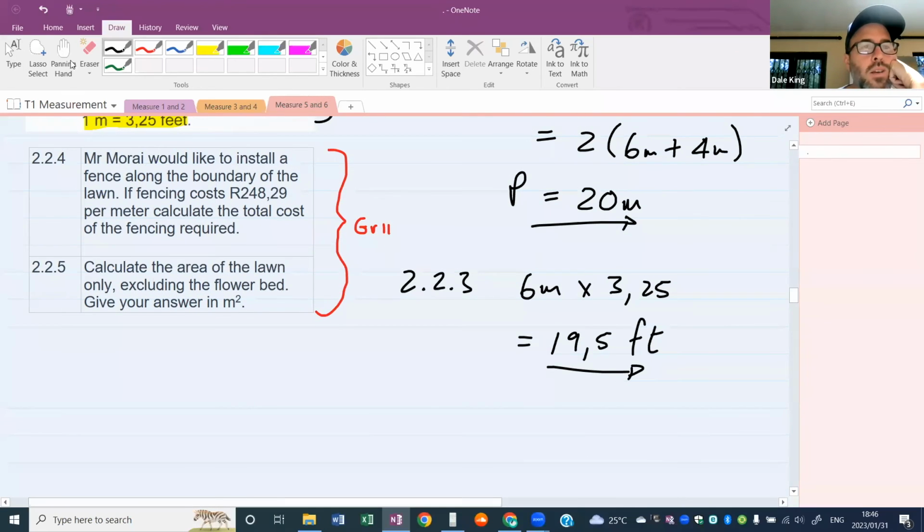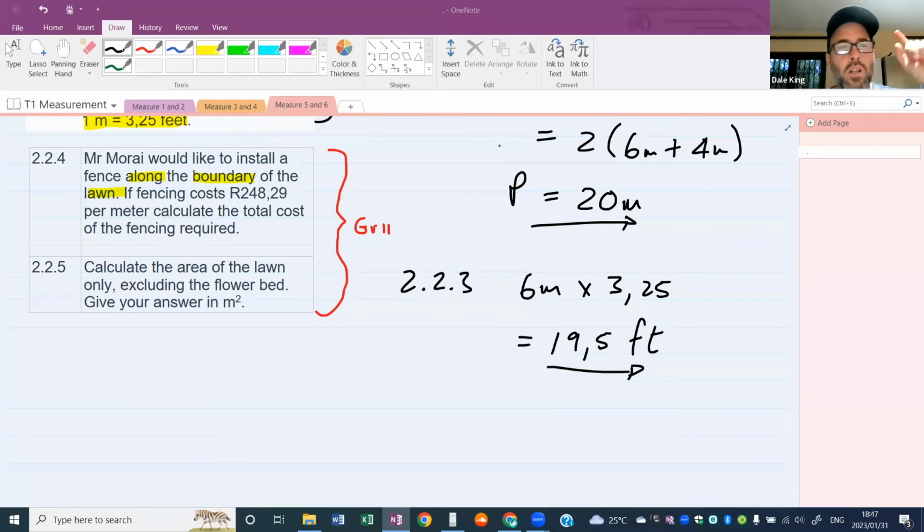2.2.4 says, Mr. Marai would like to install a fence along the boundary of the lawn. Along the boundary of the lawn. That sounds like what? Area or perimeter? Anybody? Along the boundary of the lawn. Is that area or perimeter? Yes, my people, it's perimeter. Well done. So they're talking about the perimeter here.